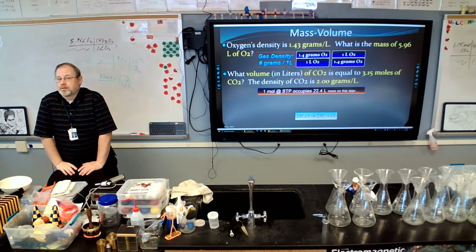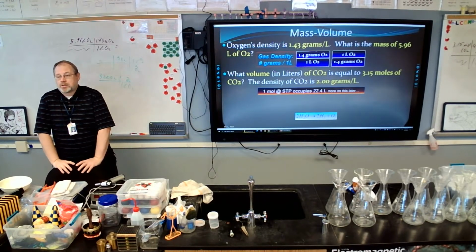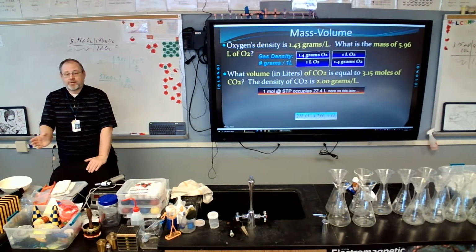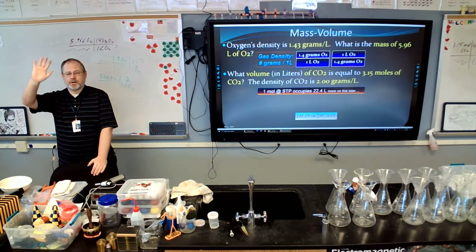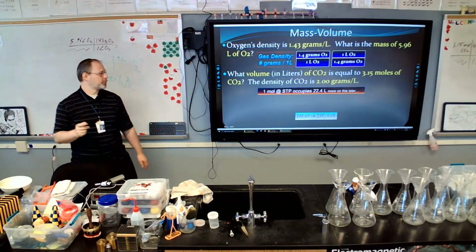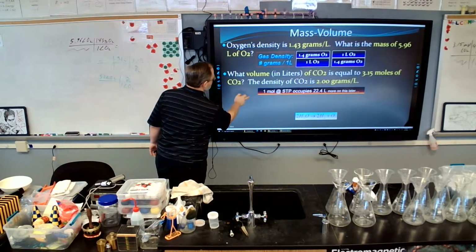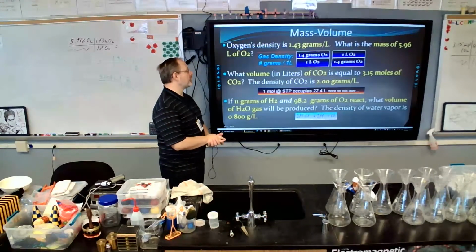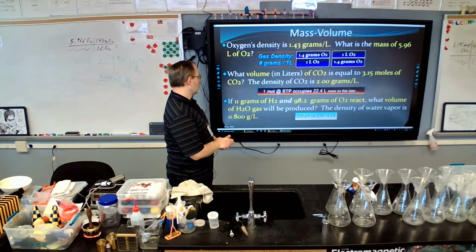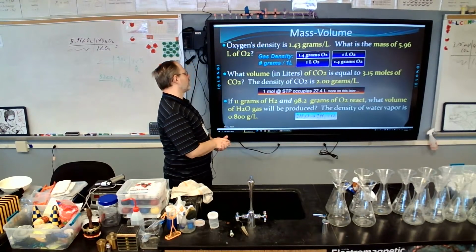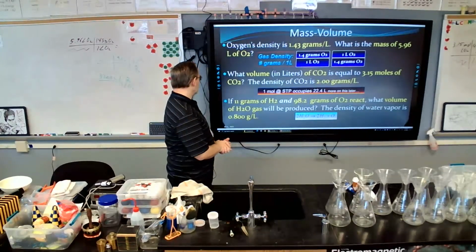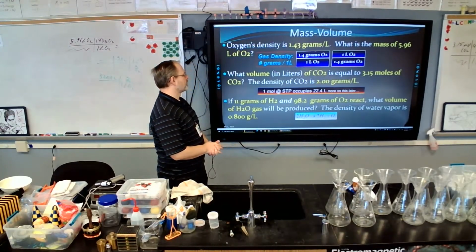All right. Questions? We're good? If you feel comfortable converting grams to liters, liters to grams, give me a thumbs up. If any of this is unclear, wave your hand around. All right, so this one's for you. There's your chemical reaction again. If 11 grams of H2 and 98.2 grams of O2 react, what volume of H2O gas will be produced? The density of water vapor, H2O gas otherwise, is 0.800 grams per liter.